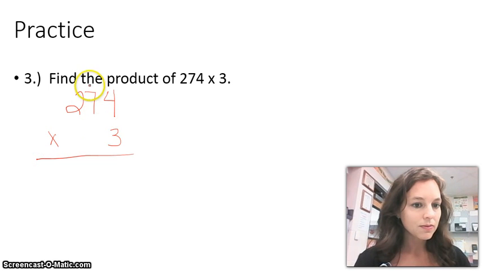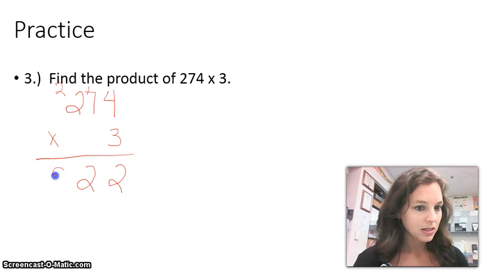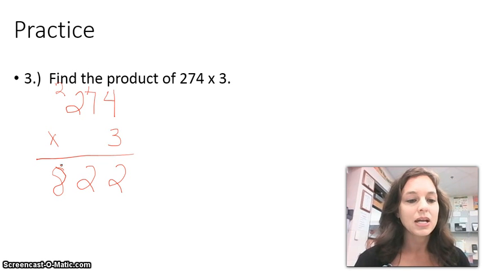3 times 4 is 12, so you carry the 1, bring down the 2. 3 times 7 is 21, plus 1 is 22. So you carry the 2, bring down your other 2 for 22. 3 times 2 is 6, plus 2 is 8. So our answer is 822. Is that what you got? If so, give yourself a pat on the back. If not, make your corrections, and let's move on.